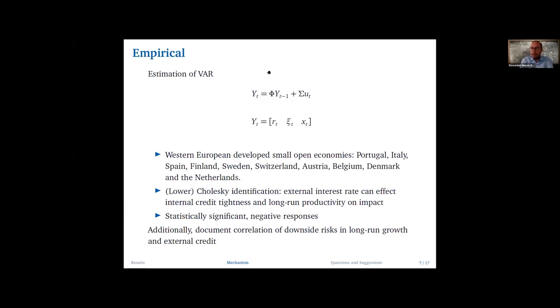So how are these shocks then identified? It's done using Cholesky identification. As a consequence, mechanically, it's a lower Cholesky, so the shocks to our external interest rate can affect internal credit tightness, which is this C or Z variable, and long-run productivity on impact. And we see statistically significant negative responses along those lines. Also, this co-skewness, the correlation of downside risks, long-run growth, and external credit. This was an empirical fact that was new to me and was great to see.